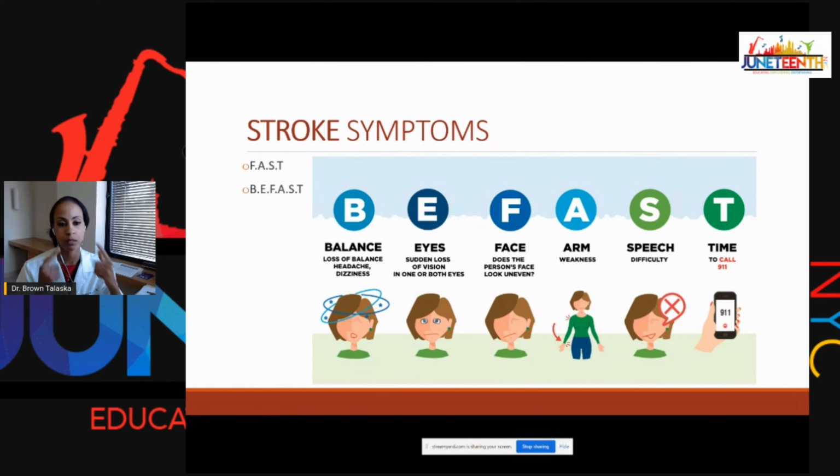F is for face. Does my face look uneven? Is my eye droopy? Is my lip droopy, right? Do I lose the folds by my nose? If I stick out my tongue, is my tongue going to one side, right? All you have to do is look, right? If I look asymmetrical, a little off, and I now have a face droop, my eye is droopy, my lip is droopy, don't wait.